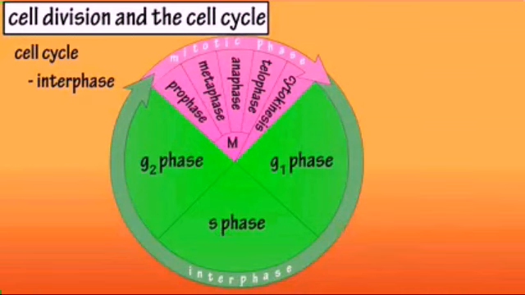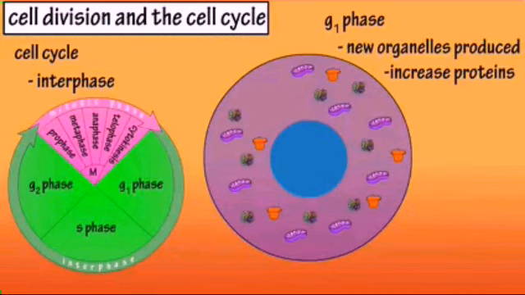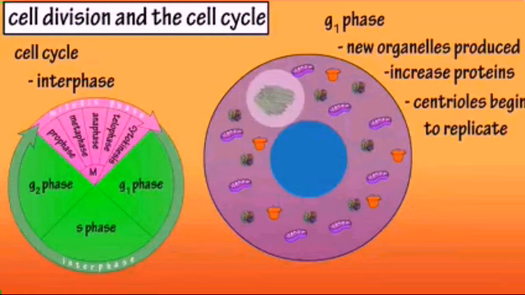Back to cell division. During the G1 phase, cells produce new organelles, increase the supply of proteins, and the centrioles begin replicating to eventually produce two new pairs.